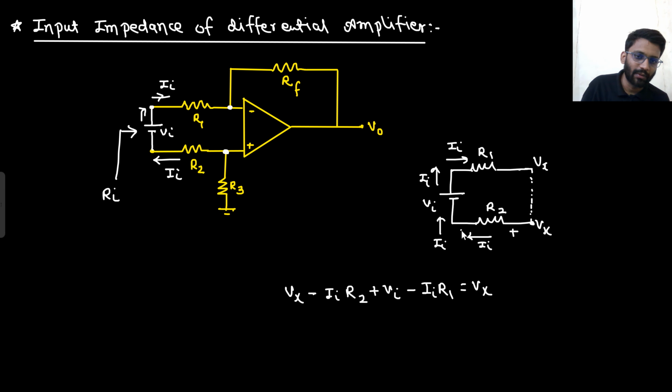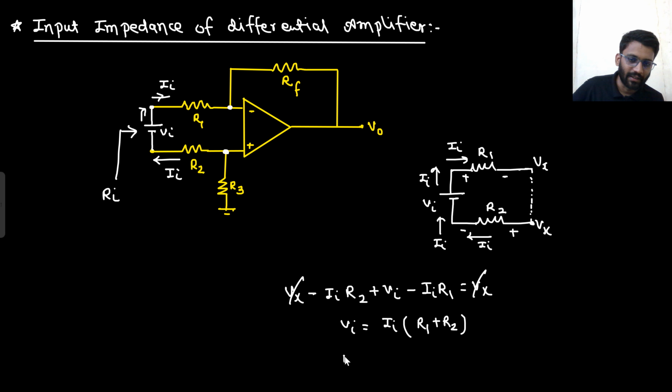This was the voltage drop across R2. This was the voltage drop across R1. So I started from here. Vx minus I in R2 plus V in minus I in R1 minus I in R1 is equal to Vx, the voltage at this node. So Vx and Vx get cancelled. So what are you getting? V in is equal to I in into (R1 plus R2).